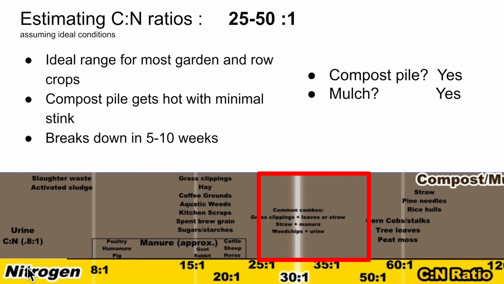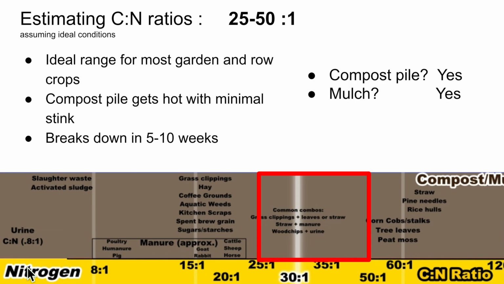25 to 50-to-1 carbon to nitrogen range. This is the ideal range for most row and vegetable crops. Again, 30-to-1 is the general target to shoot for. It can be tweaked higher or lower depending on your crop preference. Generally, a compost pile in this range won't go anaerobic and won't stink, but turning a compost pile and aerating it can speed up the decomposition.